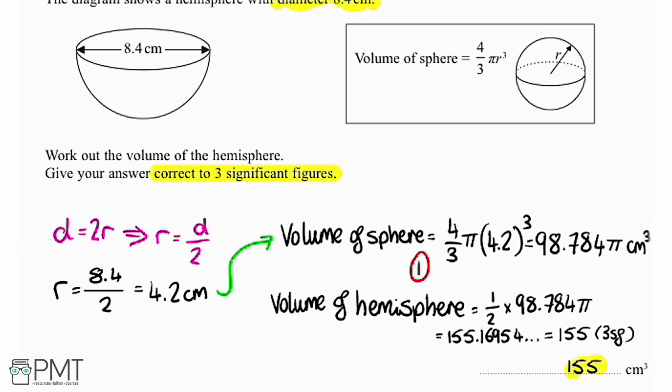So we get our first mark for using the formula for the volume of a sphere, and remembering that for the volume of a hemisphere, we need to times it by half or divide by 2. Then we get a second mark for getting the correct answer of 155 centimeters cubed.